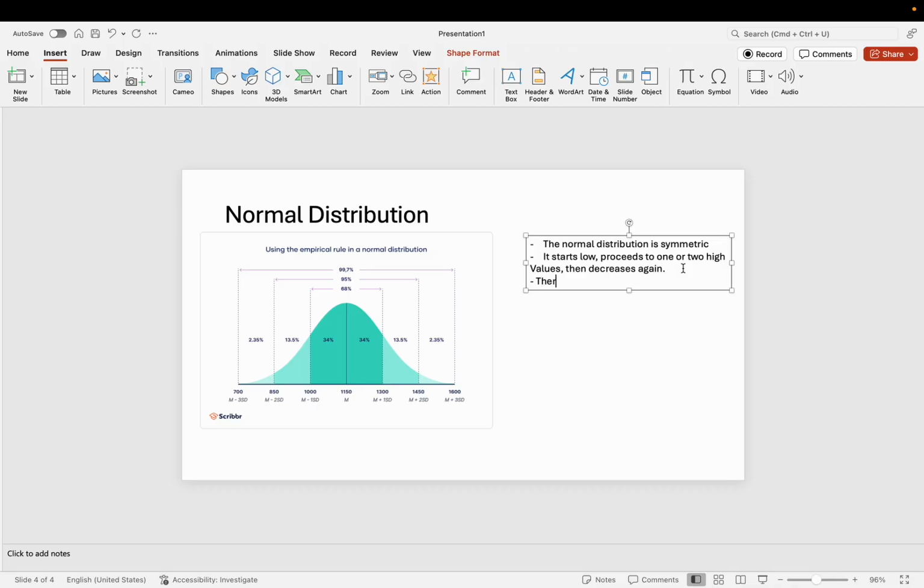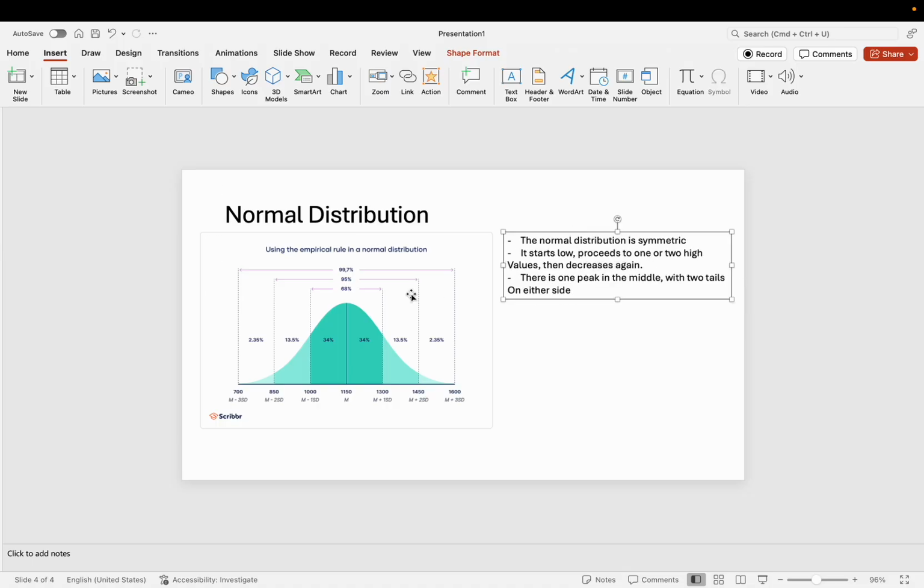And then we'll say there is one peak in the middle, and we'll also say with two tails on either side. All right. That's what we really need to say about the normal distribution. All right, it's symmetric. It has one peak in the middle and two tails on either side. And honestly, that's all we have to do there.